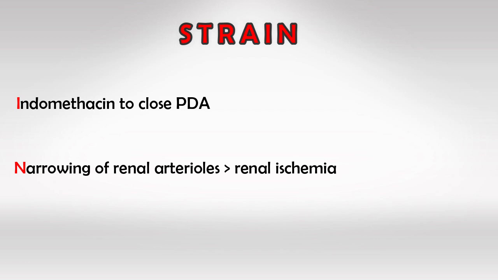The renal arterioles usually stay open by the prostaglandin released from the proximal ducts. So when you block prostaglandin by NSAIDs, you will also cause vasoconstriction of these arterioles, and thus cause ischemia of the kidneys.